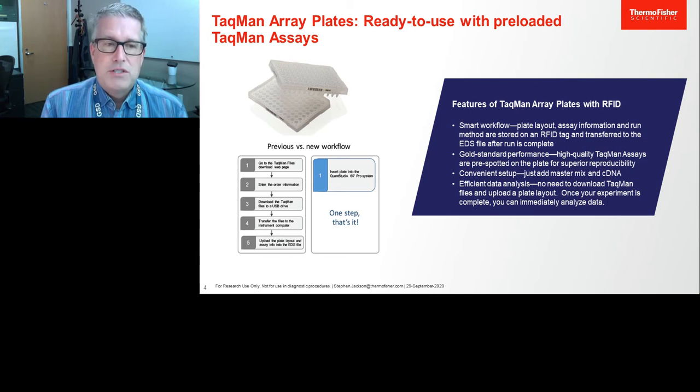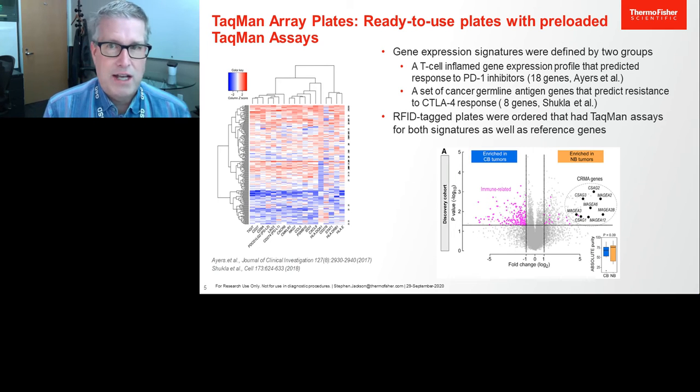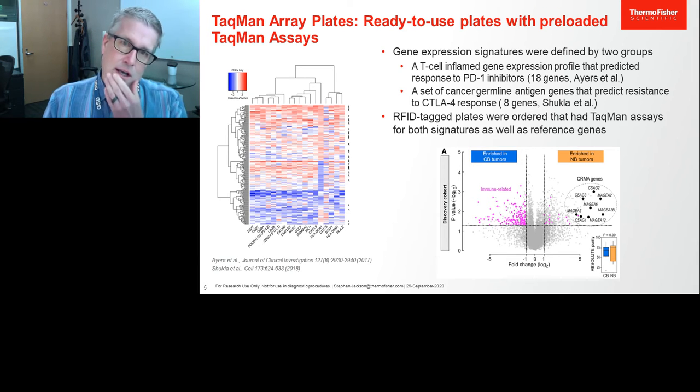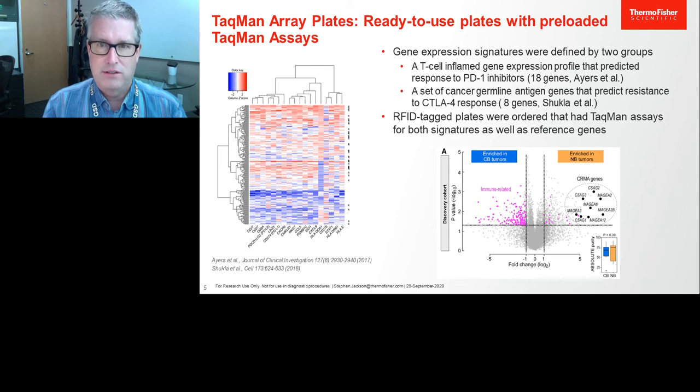So what we did was that we used these two publications to order RFID-tagged plates that had these two signatures embedded in them. One of the signatures was based on an Ayers et al. publication that came out in Journal of Clinical Investigation 2017. This is a T-cell inflamed gene expression signature that predicted response to PD-1 inhibitors. Again, you can go back to the original publication to find out what these genes actually were, but this is one subset of the genes that we put into the plate.